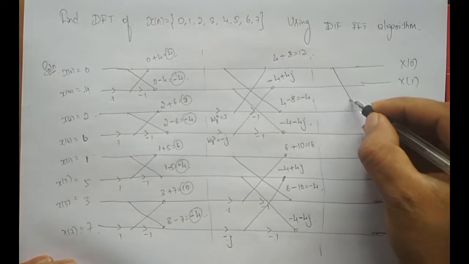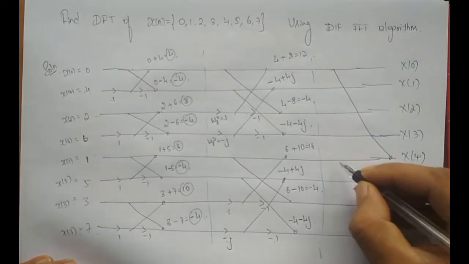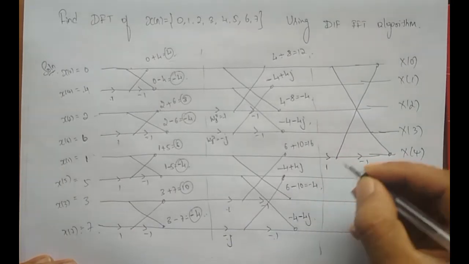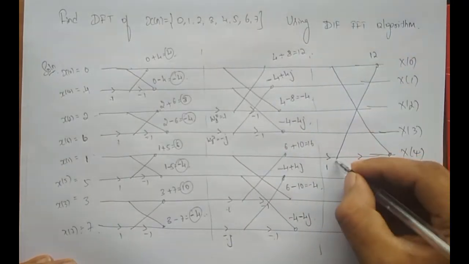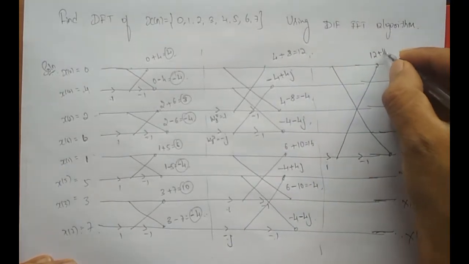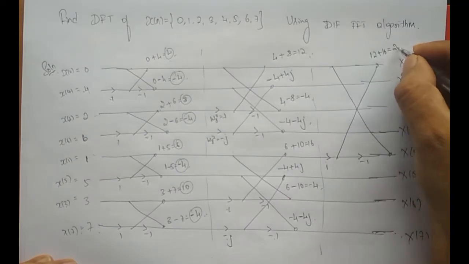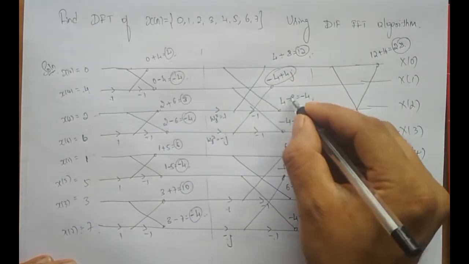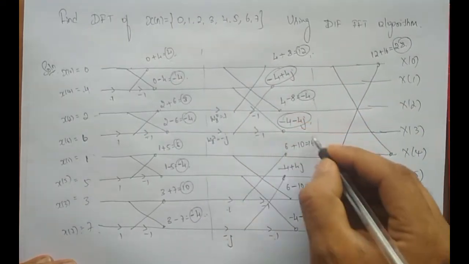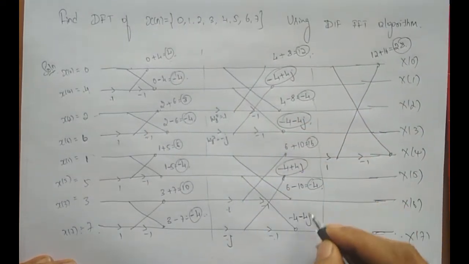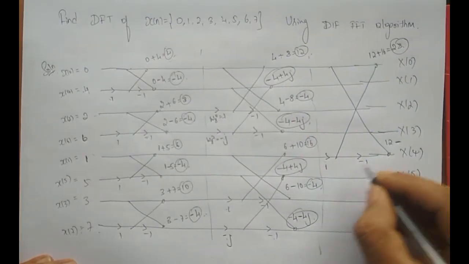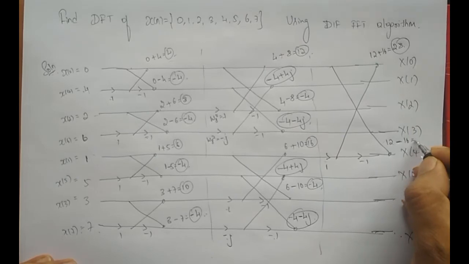And now the last stage. So I have minus 1 here, this is 1. So I have 12 coming here, added with 1 times 16, which is equal to 28. Okay, these are all the outputs I have. I have 12 coming here, subtracted with 1 times 16, which is equal to minus 4.